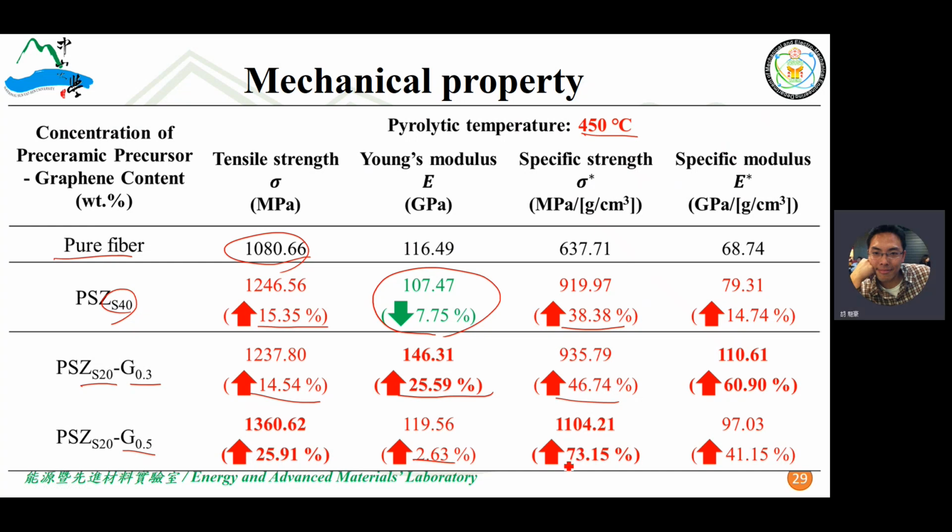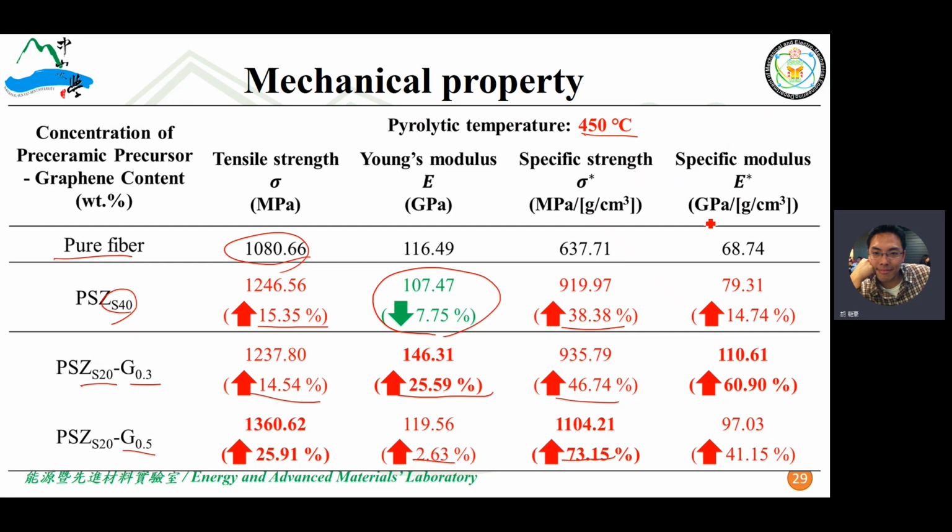and 73%. Okay, this specific strength is enhanced about 73% with 0.5% of graphene content.